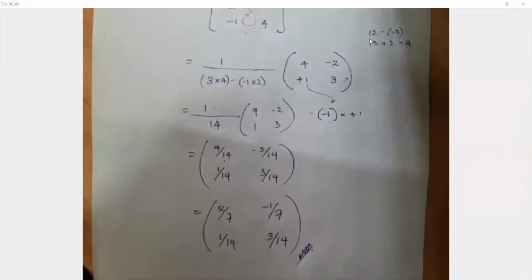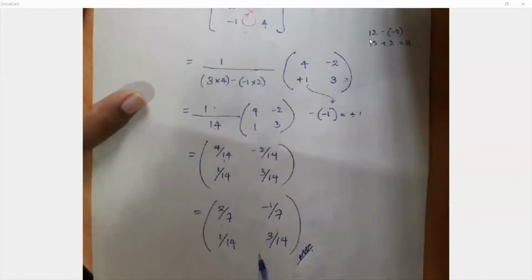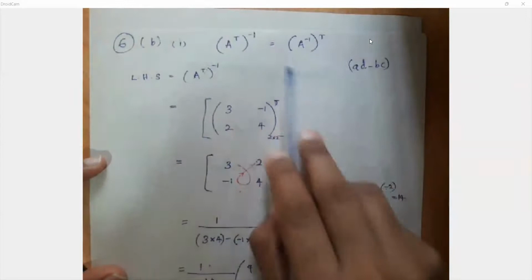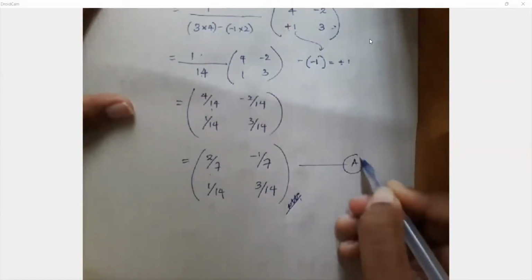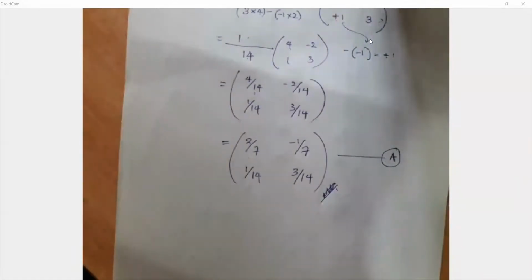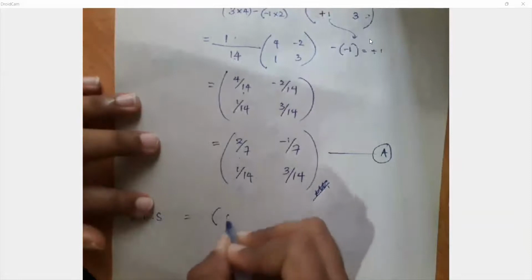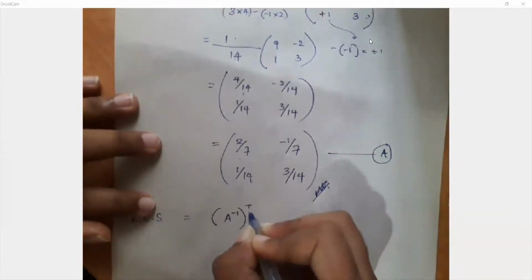Now this is our left hand side. What we have to do is show that our left hand side equals the right hand side. I shall take this one as our A now. We did a similar thing last week also, no? Take the right hand side now. I will find the right hand side and show that our right hand side and left hand side get the same one. Take A inverse transpose.